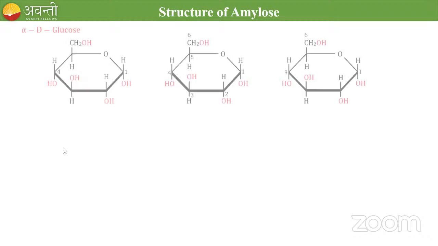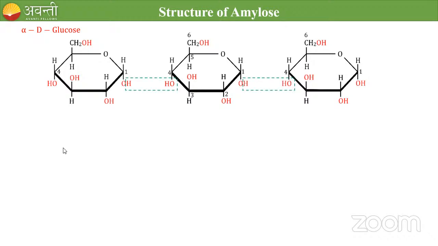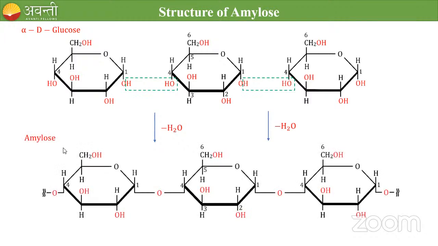Now let me go to the structure of amylose. It is an unbranched chain polymer of alpha glucose. If you remove the water molecule, you will end up with the structure of amylose. It is unbranched, so there is no branch. It is a linear polymer, going in a straight line.